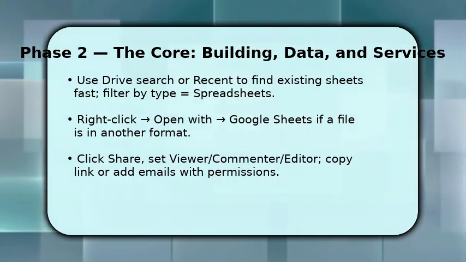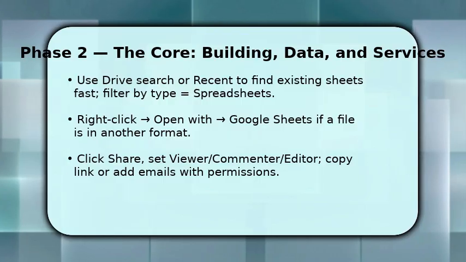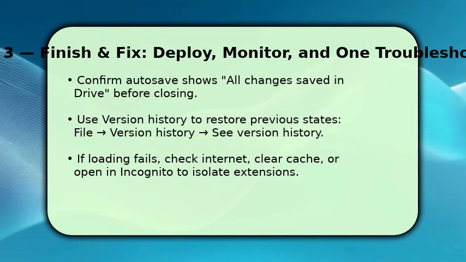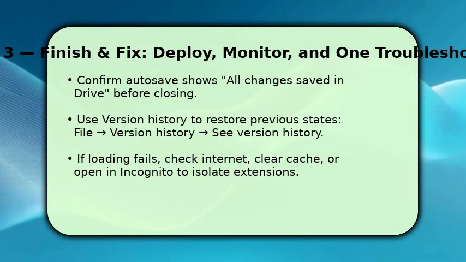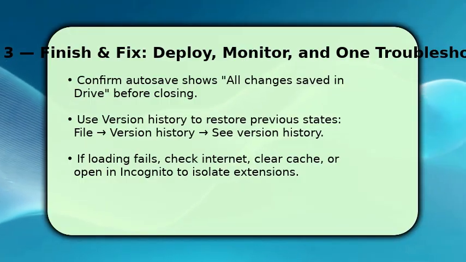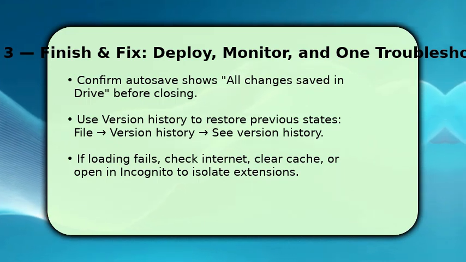To finish, verify the top left shows all changes saved in Drive so nothing is lost. Google Sheets autosaves, but double-checking prevents surprises. If you need to undo major changes, go to File, then Version History and restore a prior version. That's why incremental saves matter.